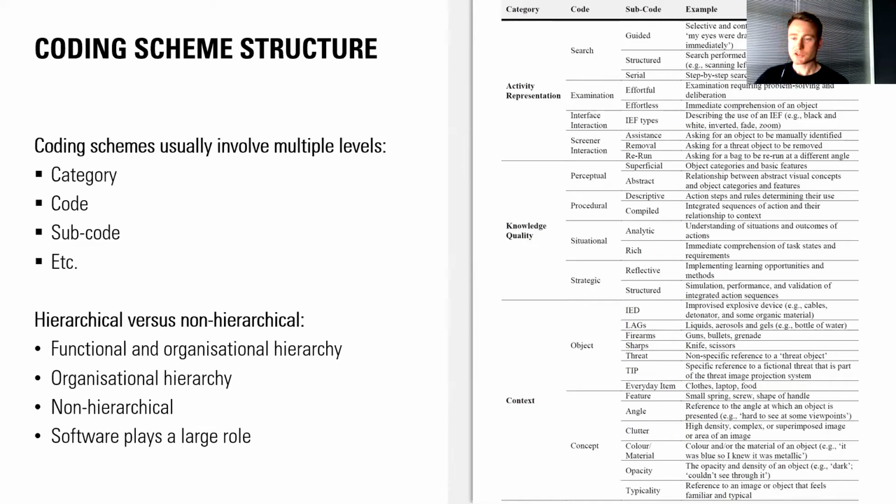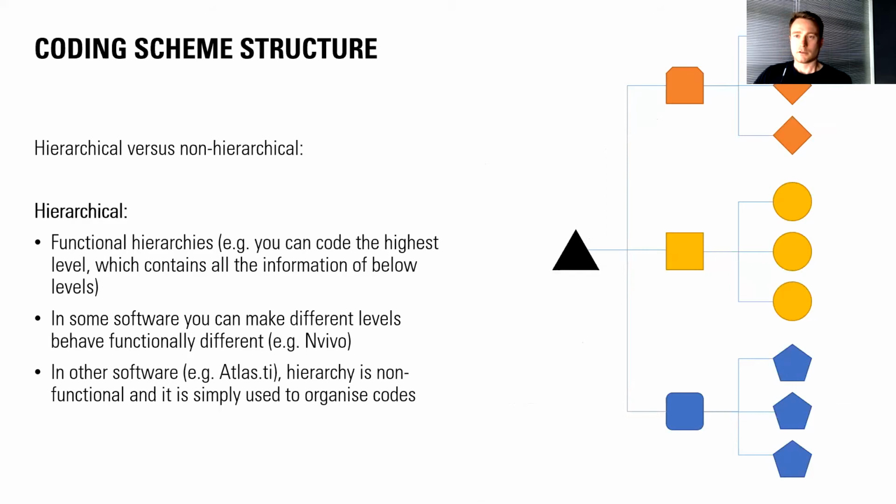So an organizational hierarchy is more or less one where we're using a hierarchy to just organize codes under subheadings or themes or subthemes. Whereas a functional hierarchy is one that functions differently based on the hierarchy in the software. So software plays a really big role in how we're putting together the coding scheme, in terms of hierarchical versus non-hierarchical. Okay, so let's talk a little bit more about these in detail.